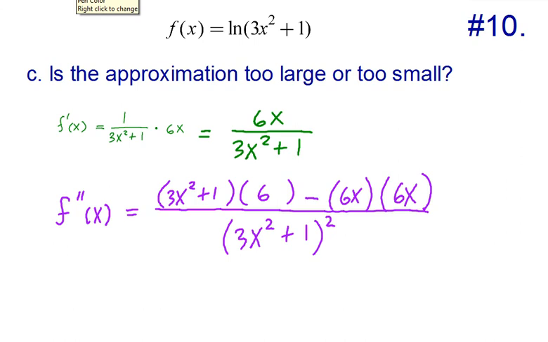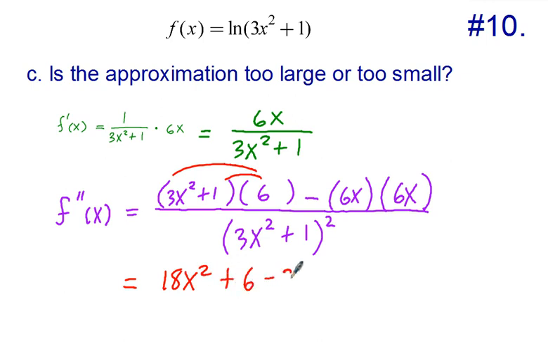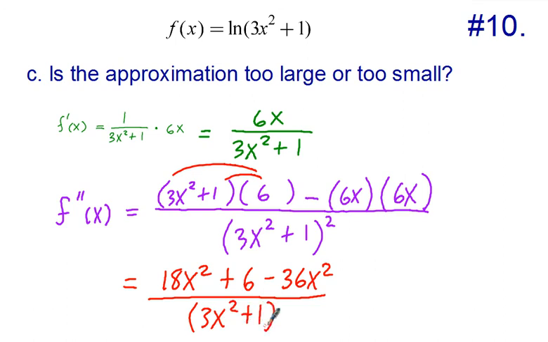And let's see what we can learn from this expression. Let me do a little bit of simplifying here. When we multiply through by 6, we get 18x squared plus 6 minus 36x squared, and if we combine terms in the numerator, we get 6 minus 18x squared divided by (3x squared plus 1) squared.